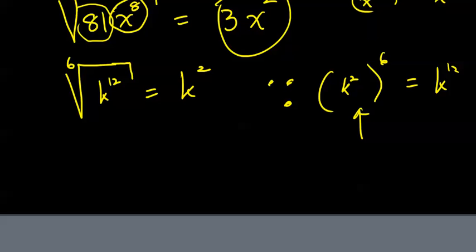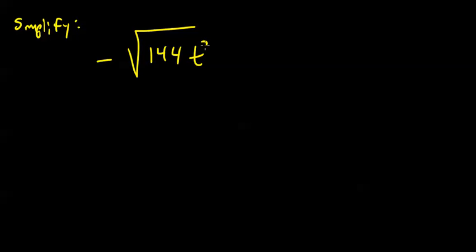Let me get a fresh screen here. How about if I ask you to simplify the following radical expression? Minus the root of 144 t squared. Now remember, when no index is specified, we assume a square root. So I really want negative the square root of 144t squared. Notice this negative sign is outside the square root operation, so it's just like having a multiplier of -1 hanging out outside that root sign.